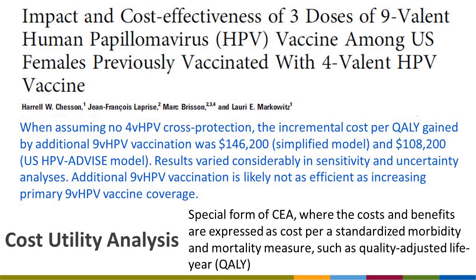And this last one is cost utility analysis, which is a special form of cost effectiveness analysis, but instead of using the per case averted metric, the costs are expressed in a standardized mortality and morbidity measure, which as epidemiologists, you all are more versed in than I am. So you're essentially turning the benefits into a QALY or a DALY. QALYs are used more often than DALYs. This particular example shows you that the incremental cost per QALY gained by additional 9-valent HPV vaccination was over $146,000 in one model assessment.